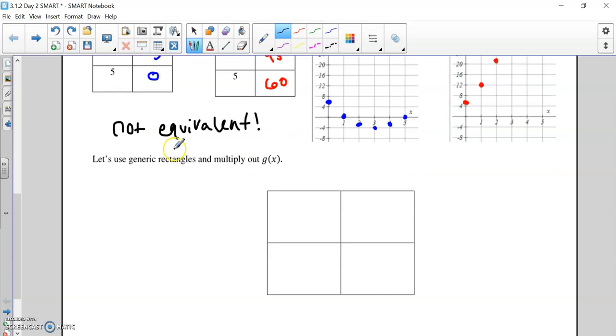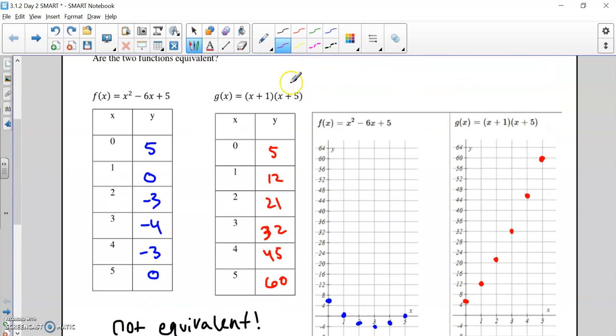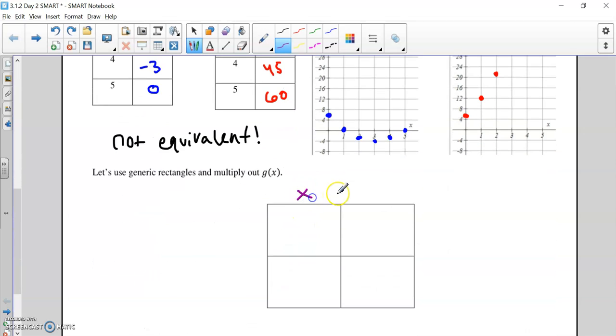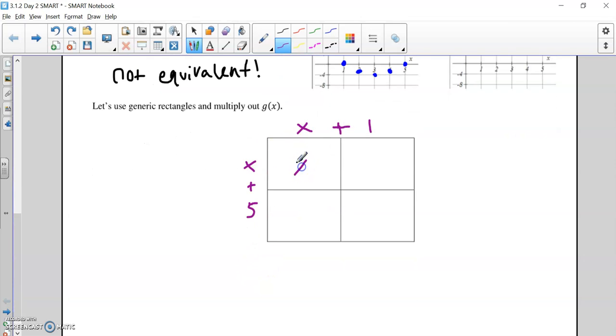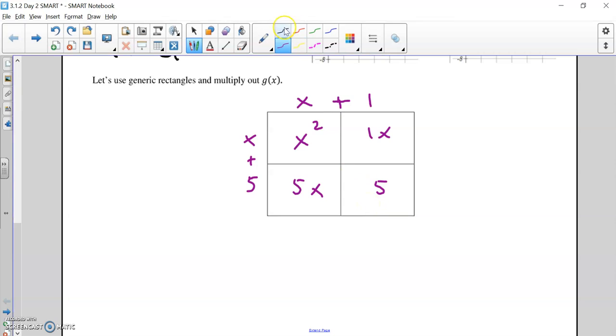Okay, so using the generic rectangles to multiply out g of x is just saying that we need to take these factors and put them around our rectangles. So x plus 1 and x plus 5, we will put 1 here, and we'll put 1 here. Okay, again, it doesn't matter if we had switched those. All that matters is that we multiply correctly. So x times x is x squared, x times 1 is 1x, x times 5 is 5x, and 5 times 1 is 5. So we end up finding these like terms, so don't forget to combine those, and that's going to add up to give us 6x.